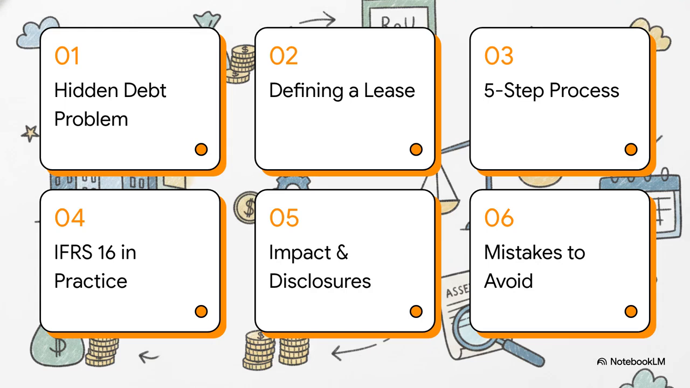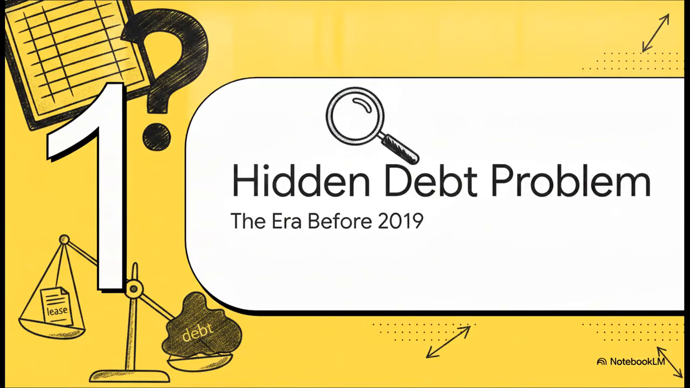We're going to cover the hidden debt problem, define what counts as a lease, go through the five-step accounting process, look at a practical case study, check out the financial impact, and finally wrap up with some common mistakes you definitely want to avoid. All right, let's kick things off with Section 1, the hidden debt problem, specifically looking at the era before 2019.